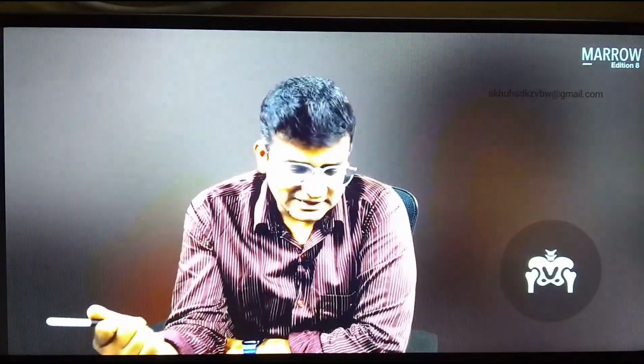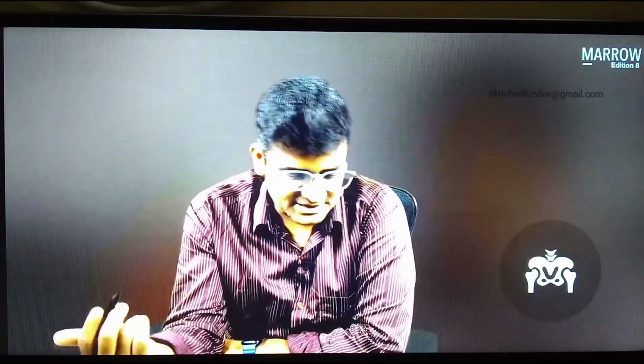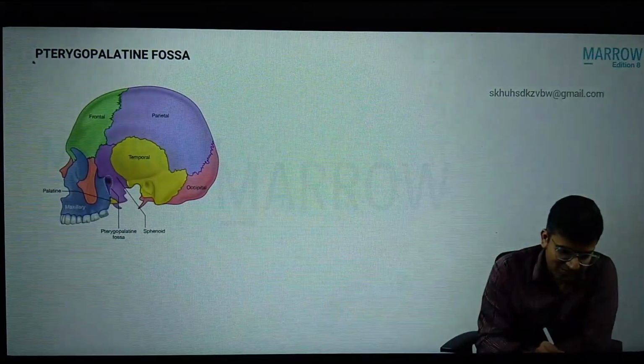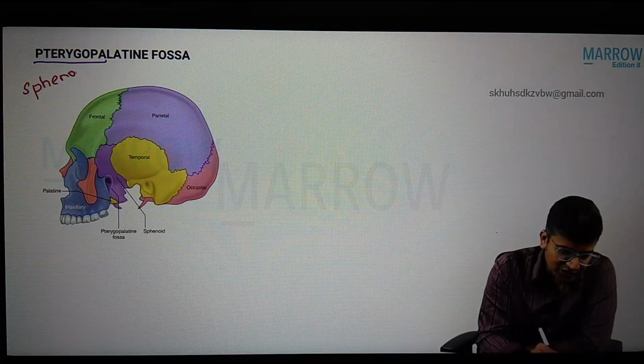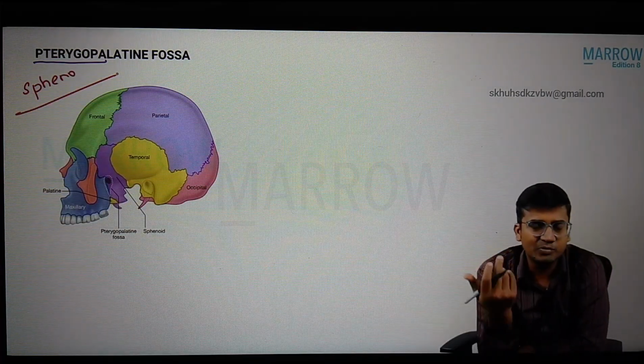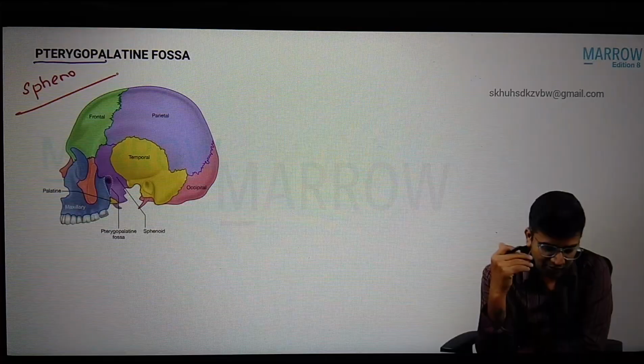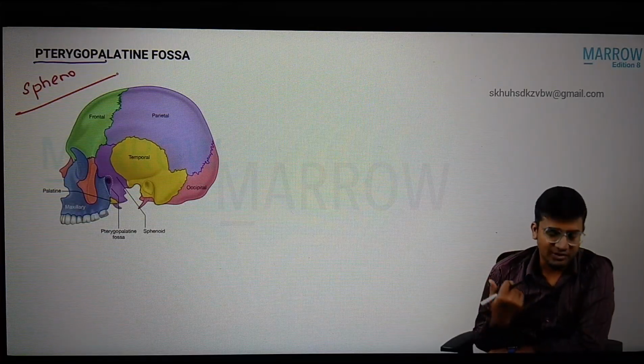So now we're going to start the pterygopalatine fossa and its contents. See, pterygo means it is a part of sphenoid bone. So this fossa is also known as sphenopalatine fossa. Okay. Now, how to reach this fossa, sir?